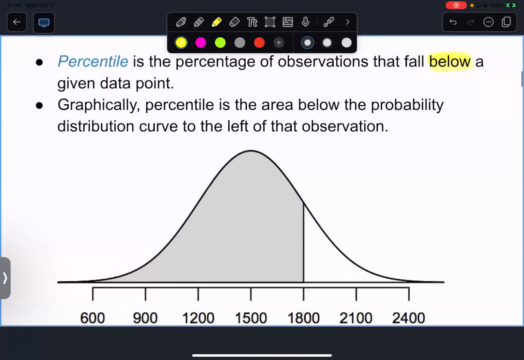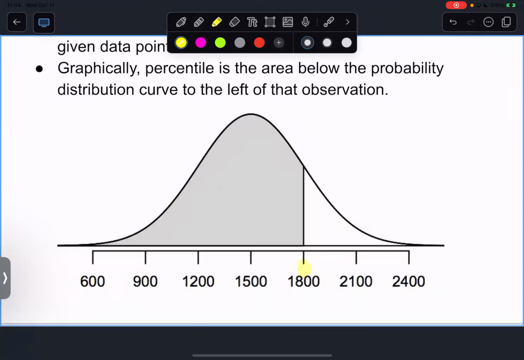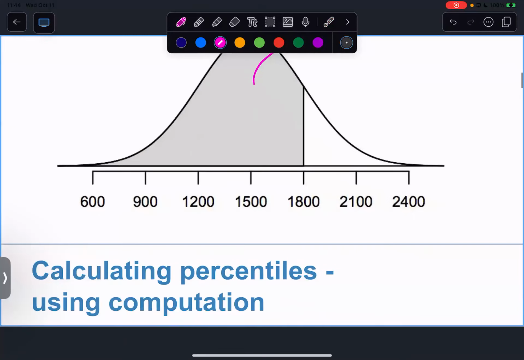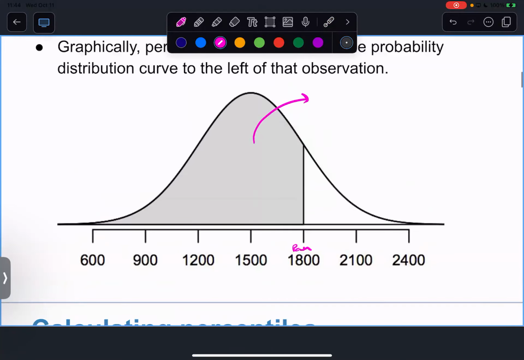And so here we could talk about, this looks like Pam's percentile, right? She's got some percentage or probability or area under the curve below 1800, right? And so this area, because this was Pam here, this area is the percentile of Pam's score.